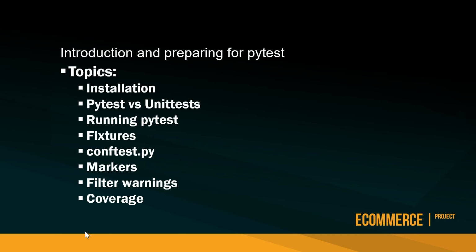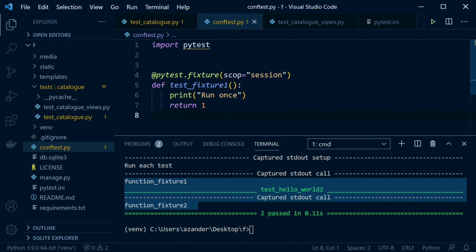So we need to import Pytest. There we go. So this is a run once. Let's just call this one run once. Let's make this session. We want to run it once per testing session. Run once is going to return 1. Okay, so now we've got that in place.